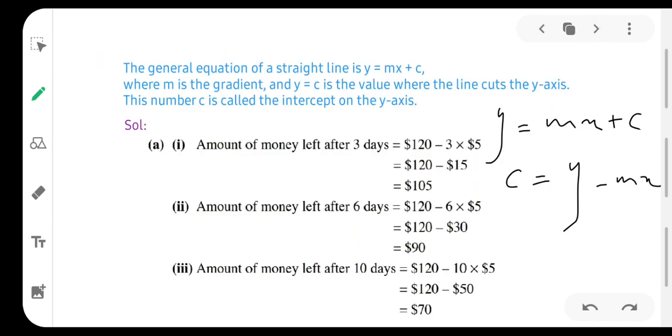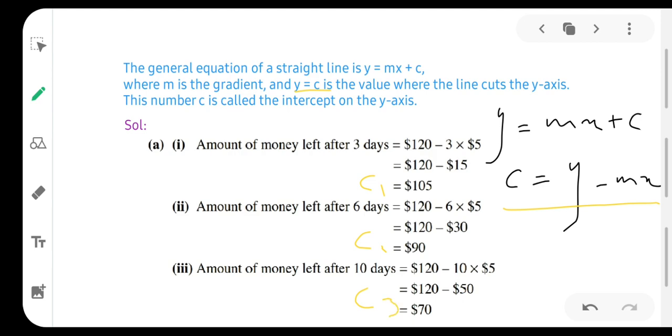The general equation of a straight line is y = mx + c, where m is the gradient or the slope, and c is the value where the line cuts the y-axis. A point to be noted is that this number c is called the intercept on the y-axis. Here we have rearranged the formula as per our requirement, that is c = y - mx. Now by substituting the values in this formula, we will get the values of the constants c1, c2, c3.